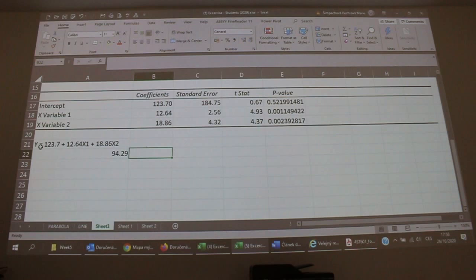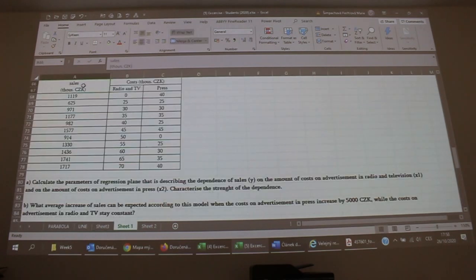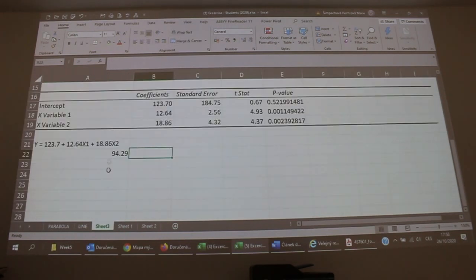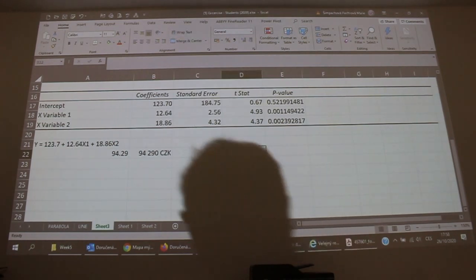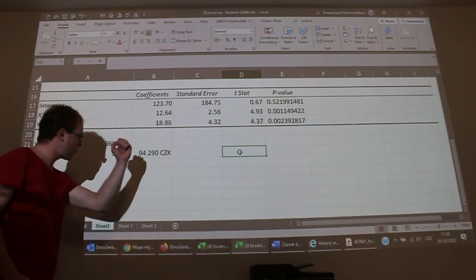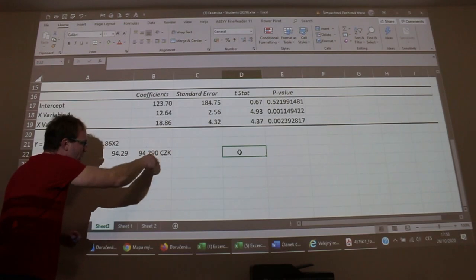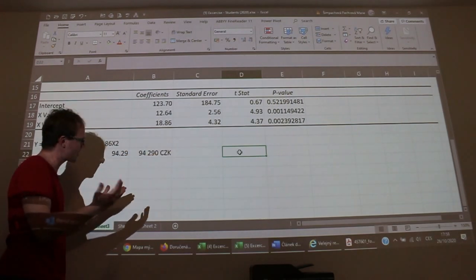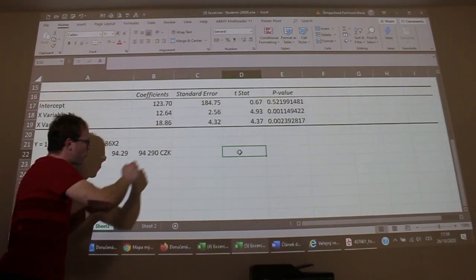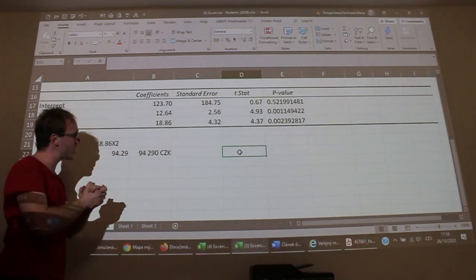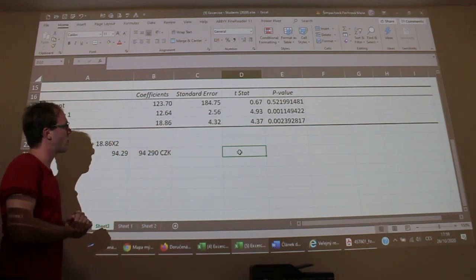So the result is 94.29, but we know that variable y, your sales, are in thousands Czech crowns. So the result is 94,290 Czech crowns, yes. So you will invest more money on advertisement in press. You will use another 5,000 Czech crowns, and you can expect that you will sell more CDs in the amount of 94,290 Czech crowns, 5 times this regression coefficient.